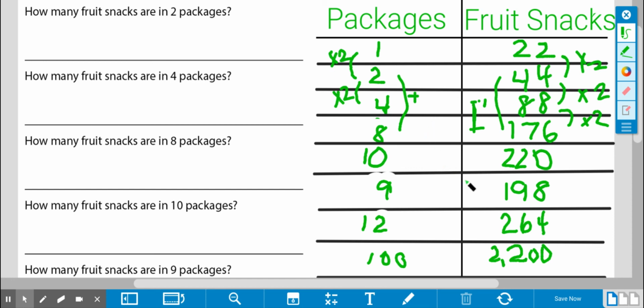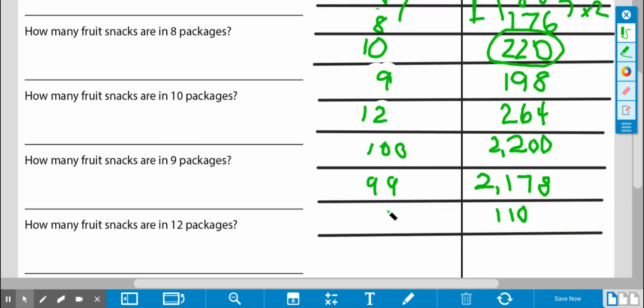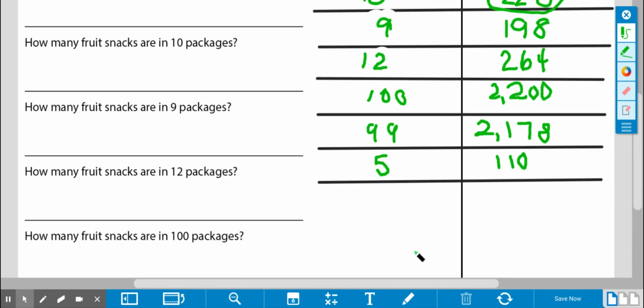I also, when I thought of 110, noticed my 220 sitting here because 22 and 11, I know that 11 is half of 22. So if I were to cut 220 in half, I'd have 110. So if I had half as many packages, I'd have 5 packages. I'd have half as many fruit snacks. I'd have 110. So hopefully you were able to figure out 5 as your answer.